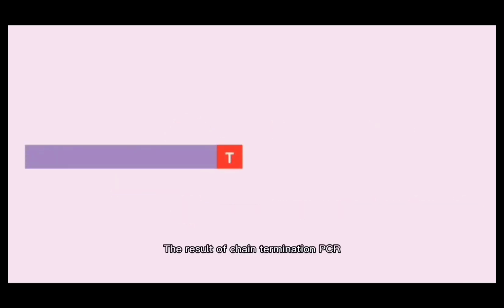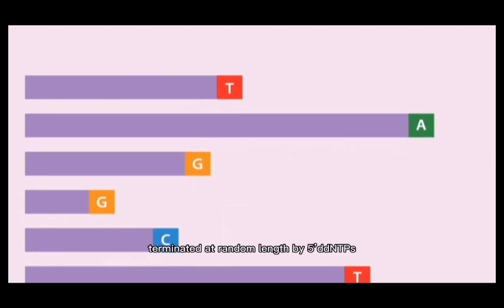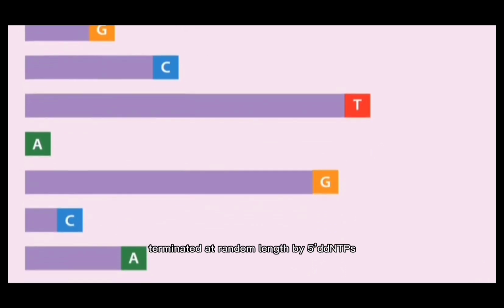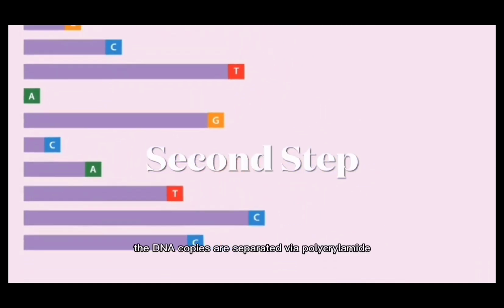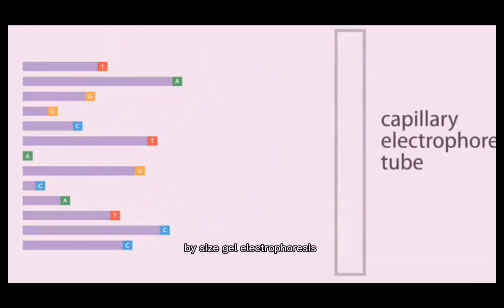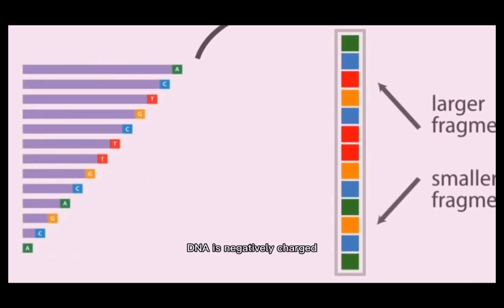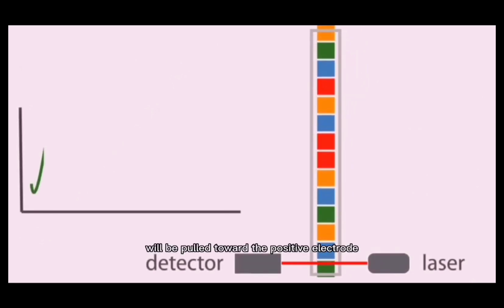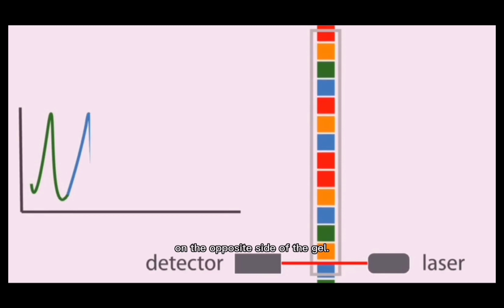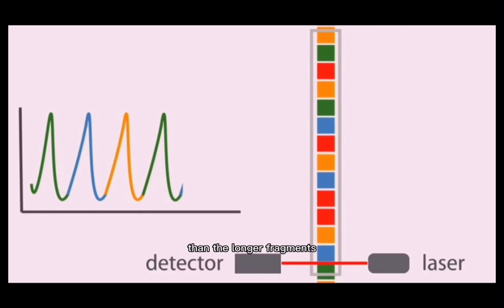The result of chain termination PCR is millions of DNA sequence copies terminated at random lengths by 5' ddNTPs. In the second step, the DNA copies are separated via polyacrylamide slab gel electrophoresis. DNA is negatively charged, so the oligonucleotides will be pulled towards the positive electrode on the opposite side of the gel. The smaller fragments will move faster than the longer fragments.